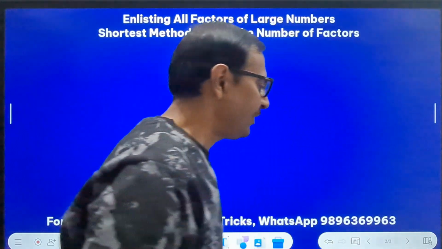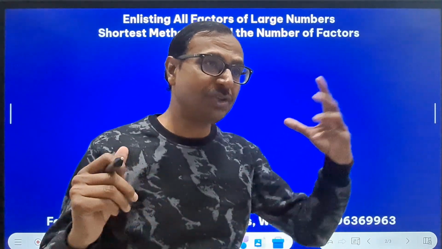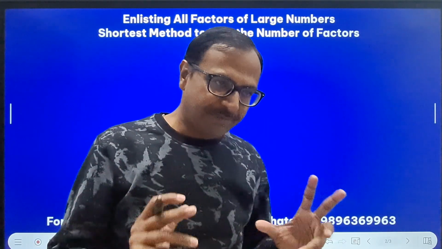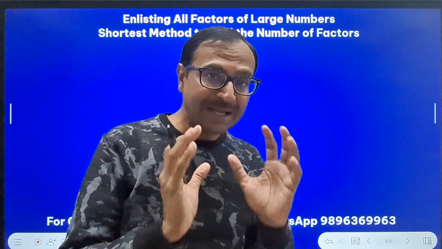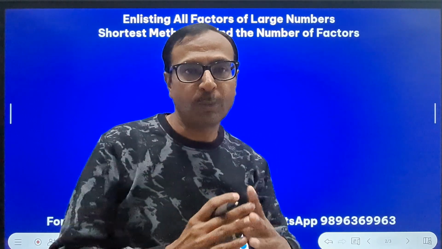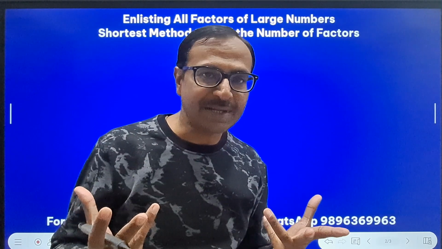Now, where does the situation get more complicated? You know, when the number becomes a 3-digit or a 4-digit number. Let's see whether we can enlist the factors further or not, or at least find out the total number of factors. If there are 40-50 factors, nobody is going to ask you to enlist all of them. They'll only ask you how many factors are there.